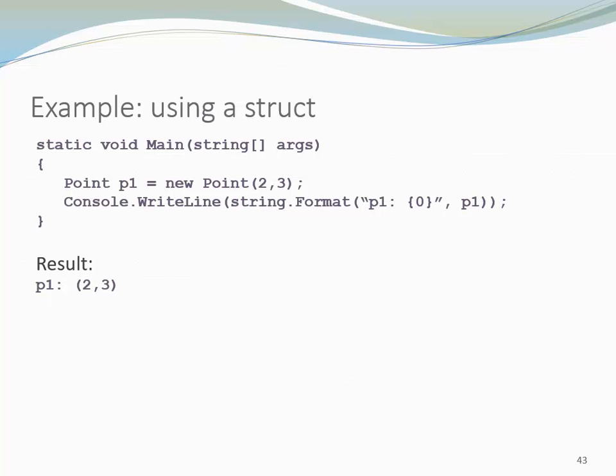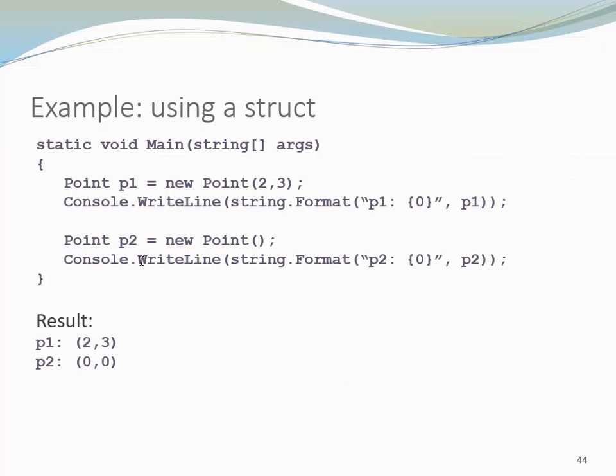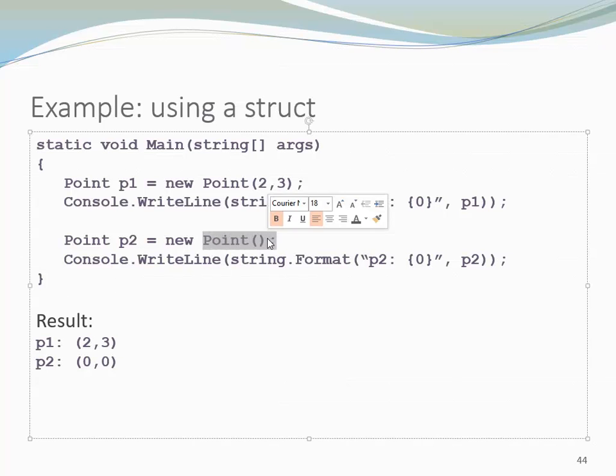What might be more surprising is the following. I can also create a point p2 using the default constructor. This would be impossible in the context of a class, because in a class I lose my default constructor the moment I create my own constructor. So that is different in structs, where I always have a parameterless default constructor. And when I look at my p2, I can see it has been initialized with the default values 0.